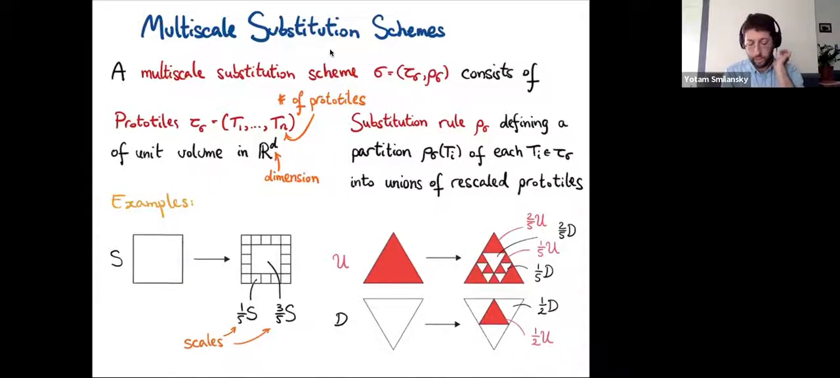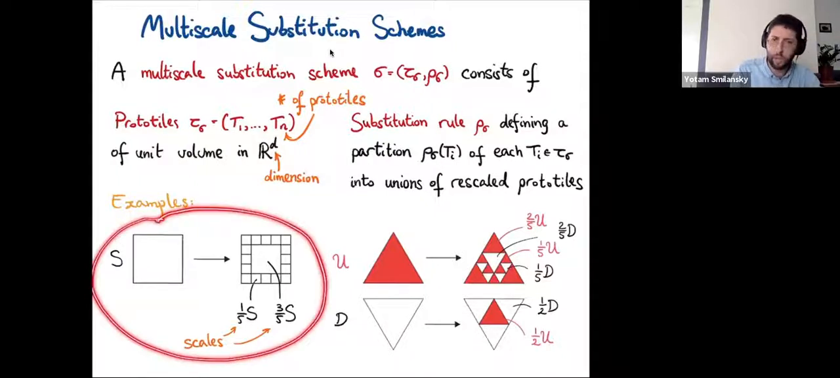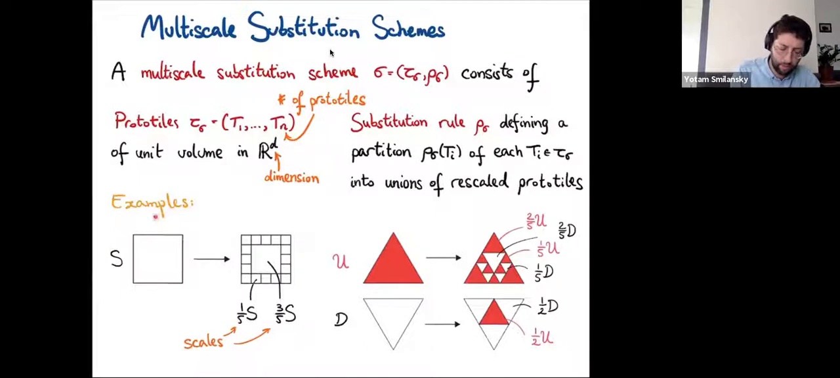Here, I think examples will make this very clear. The first simple example: most of the things I'll do today will be in R^2, because the iPad is limited to R^2. So here we have one prototile, just the unit square. And here we have a substitution rule defined on this unit square, and it gives us a new representation of the square as a disjoint union of 17 squares, so 16 little squares and one medium square. This is a graphic illustration of the substitution rule on the square.